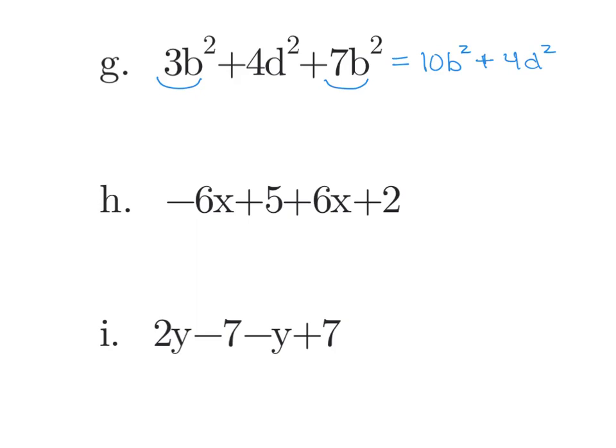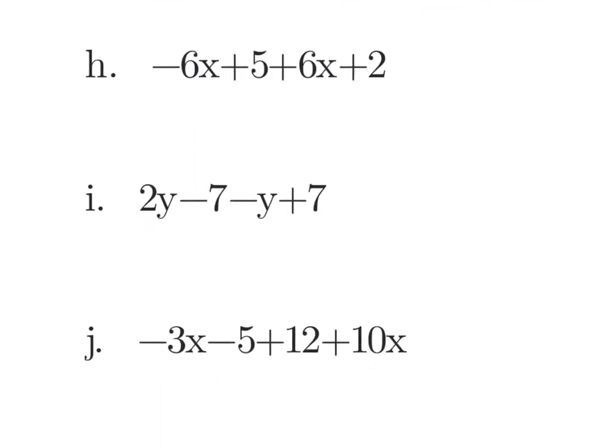Okay, let's look at example H. Example H, we have negative 6x plus 5 plus 6x plus 2. The first thing I notice is negative 6x and 6x, these cancel. They are opposites, and so we can go ahead and just cancel them. We're not going to have any x's in our final answer. And so what does that leave us to combine? We have 5 and 2 combined to give us 7.